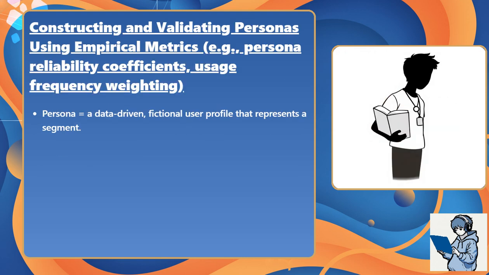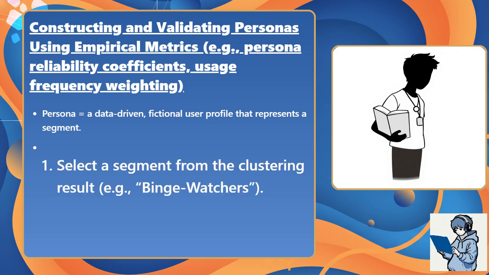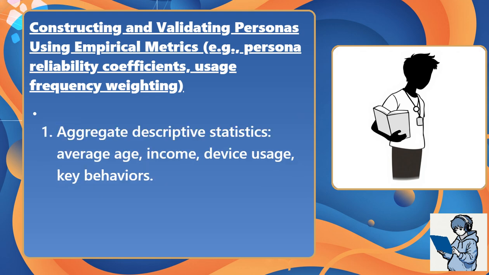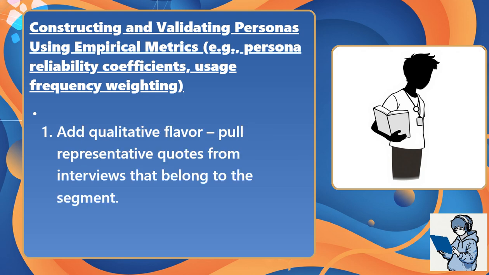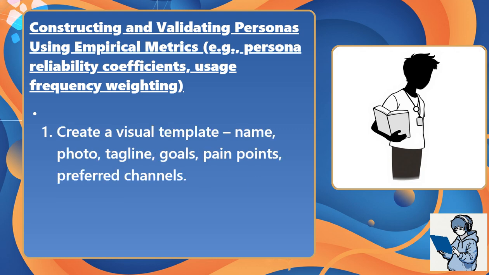Persona equals a data-driven fictional user profile that represents a segment. Select a segment from the clustering result, for example, binge watchers. Aggregate descriptive statistics: average age, income, device usage, key behaviors. Add qualitative flavor: pull representative quotes from interviews that belong to the segment. Create a visual template: name, photo, tagline, goals, pain points, preferred channels.